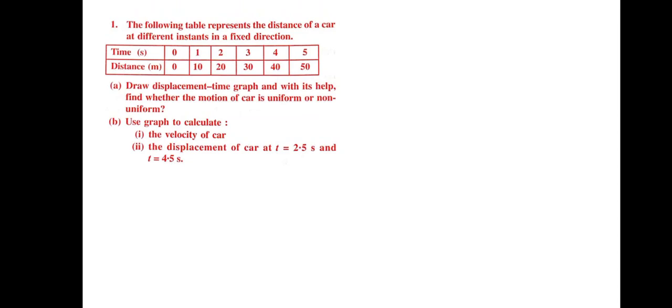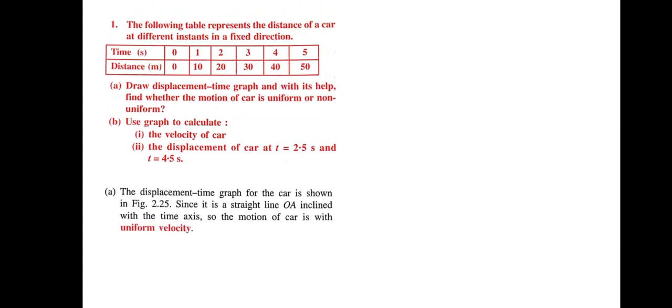So firstly, as the question reads, the following table represents the distance of a car at different instants. So here the table is given. This means that with the help of this table, we can draw the graph. So the displacement time graph for the car is shown out here. Since it is a straight line OA inclined with the time axis, the motion of car is with uniform velocity. So let's have a look at the graph.